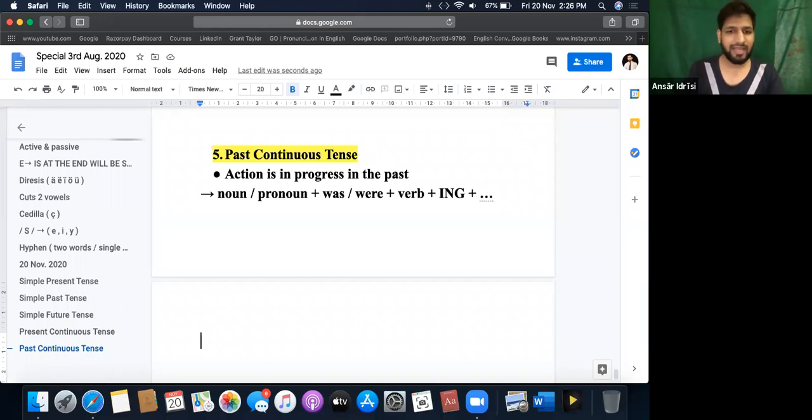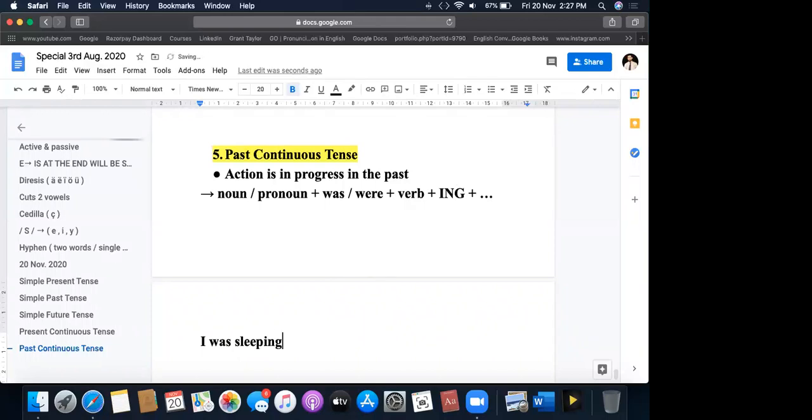So, action is in progress in the past. So this is what? Noun or pronoun, was, were plus verb plus ing. For example, I is what? Singular. So I was. I plus was plus verb. Verb is what? Sleep. So sleep plus ing. I was sleeping.